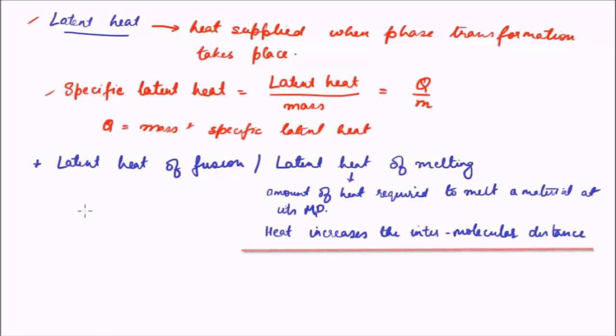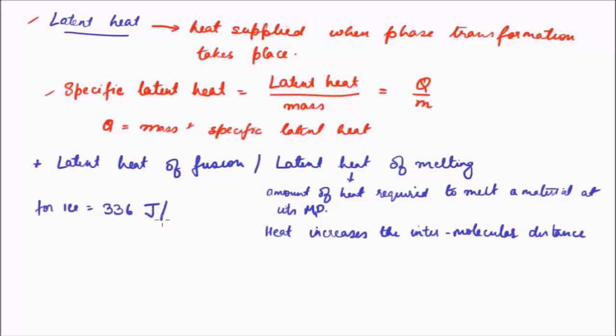Latent heat of melting of ice would be, for ice it is 336. What will be the unit? The unit will be joule per gram. So 1 gram of ice requires 336 joule to melt completely into water. Fine. Now we know what is latent heat of melting.